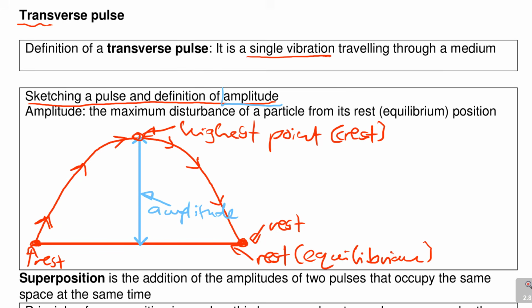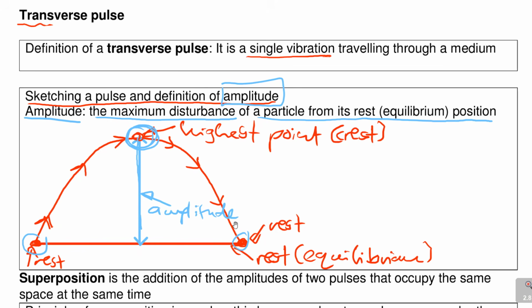So they say here we're going to define an amplitude. What is an amplitude? It is the maximum disturbance of a particle from rest or equilibrium position. So you're moving from rest, you're going to the maximum position, and then you are returning to rest. That particular distance, that line, is called the amplitude.